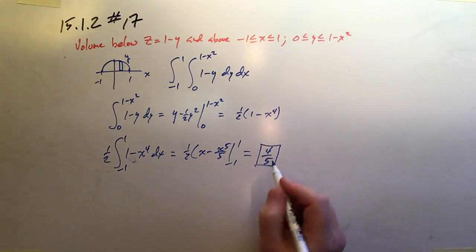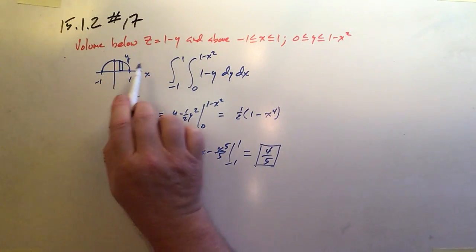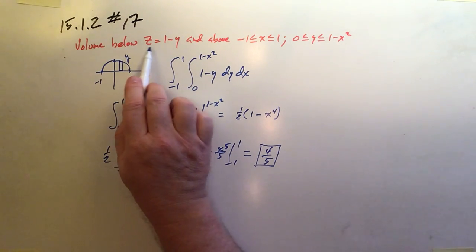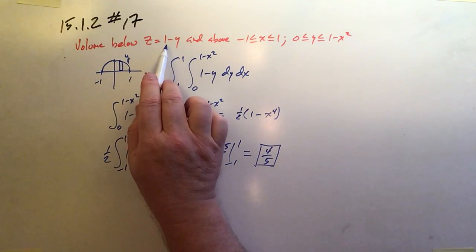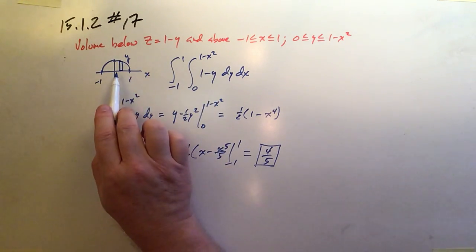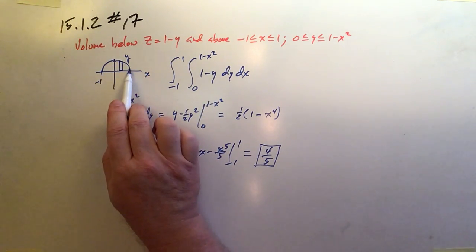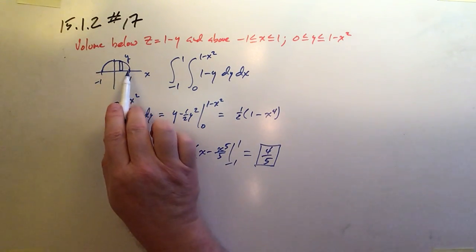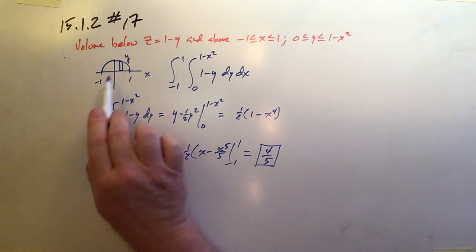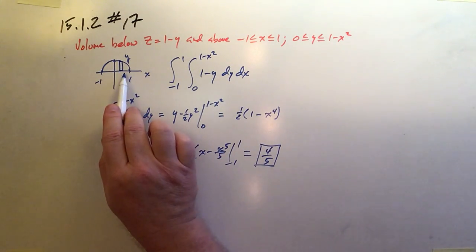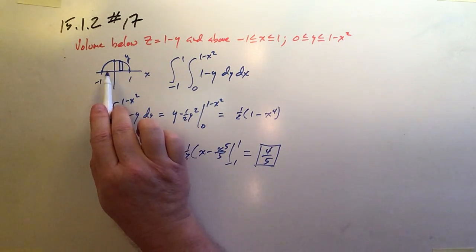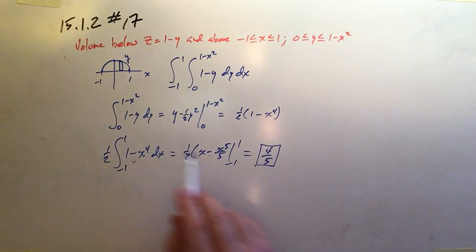So the volume of this unusual region, whose upper bound is the plane z equals 1 minus y, and whose bottom is defined by this parabola within the xy plane, is 4/5. So it's a parabolic shaped wedge that has an angled top, and this is its volume.